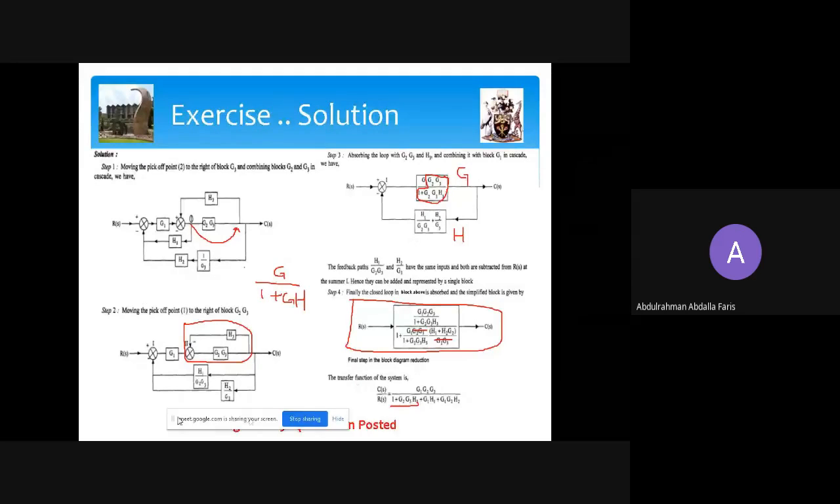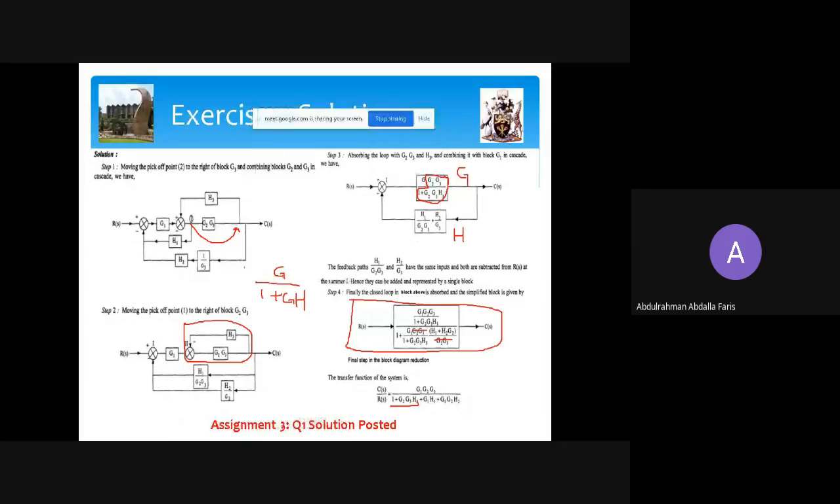So assignment 3, question 1 solution, I've posted today. You can look at it for the state variable. Remember the field control DC motor, you need to get the differential equation, state model, block diagram, and transfer function. So make sure you go through it and understand. I won't discuss it today, maybe next time.